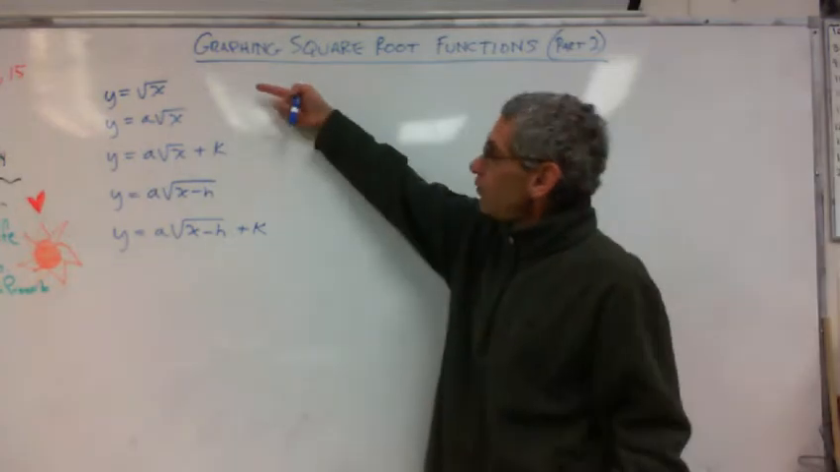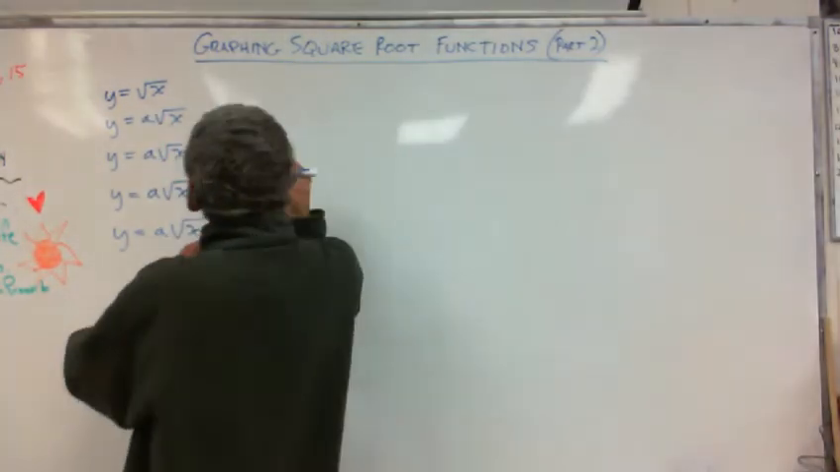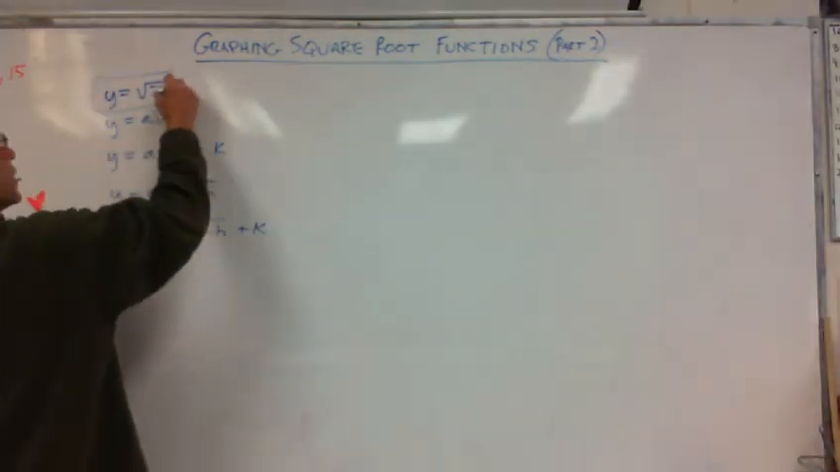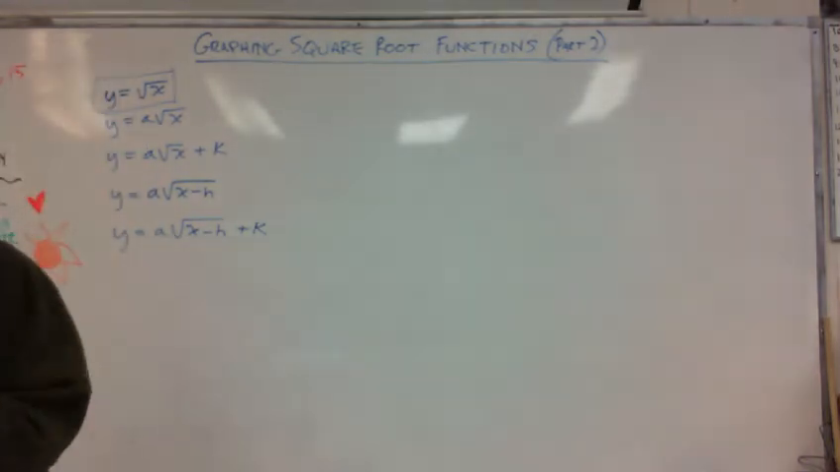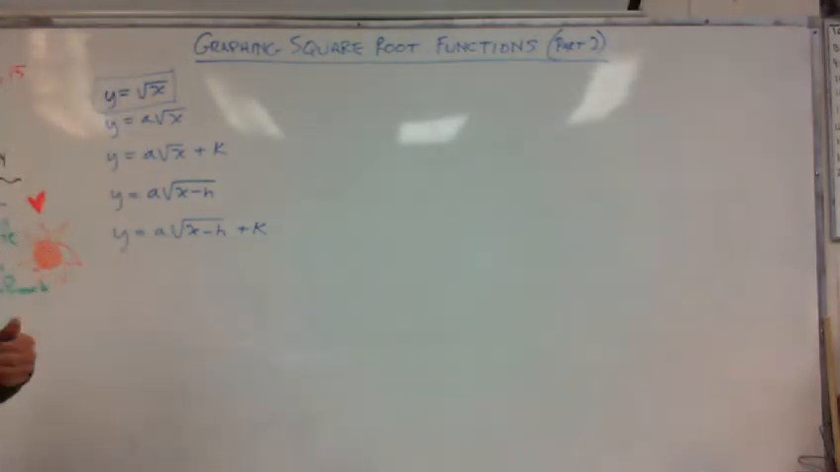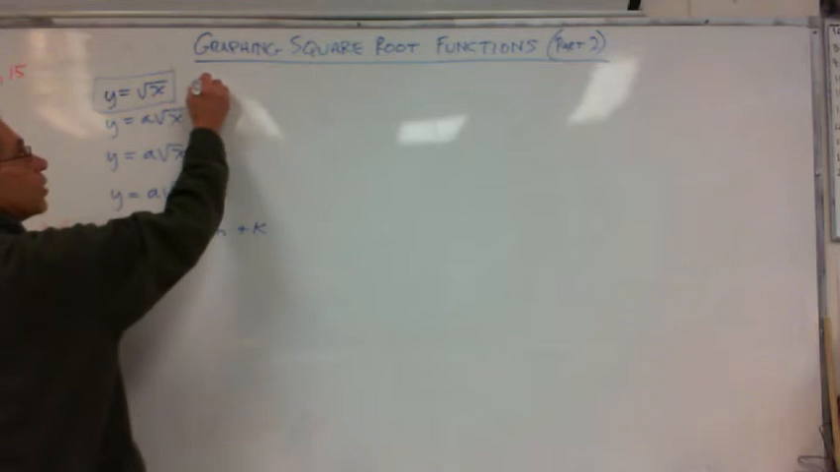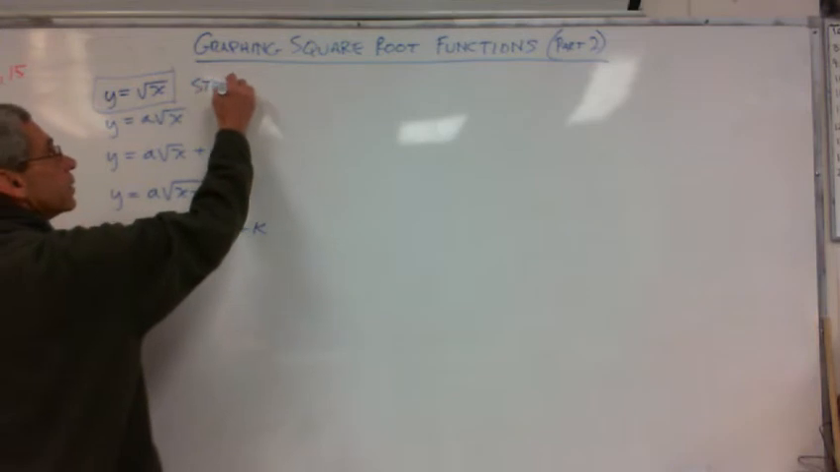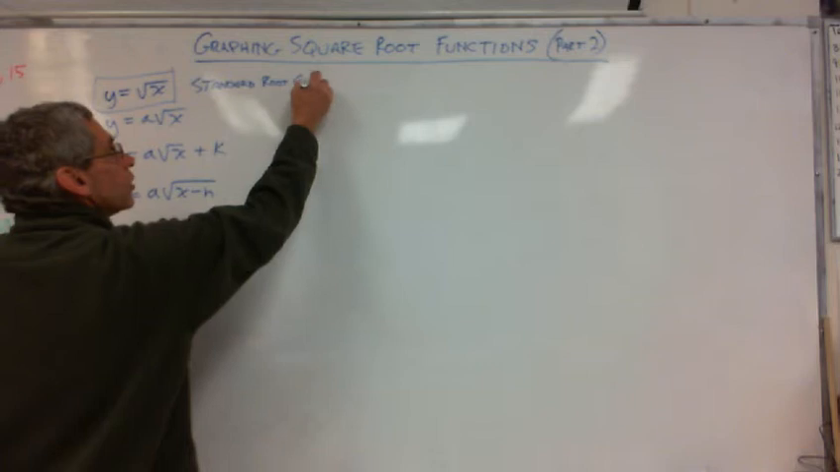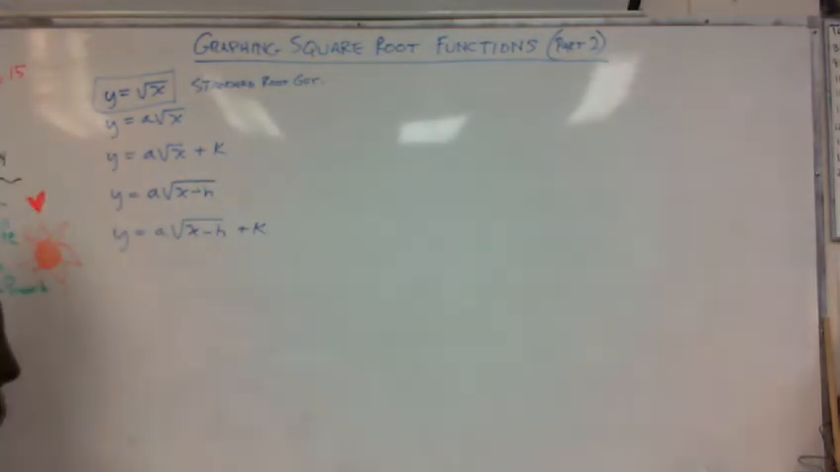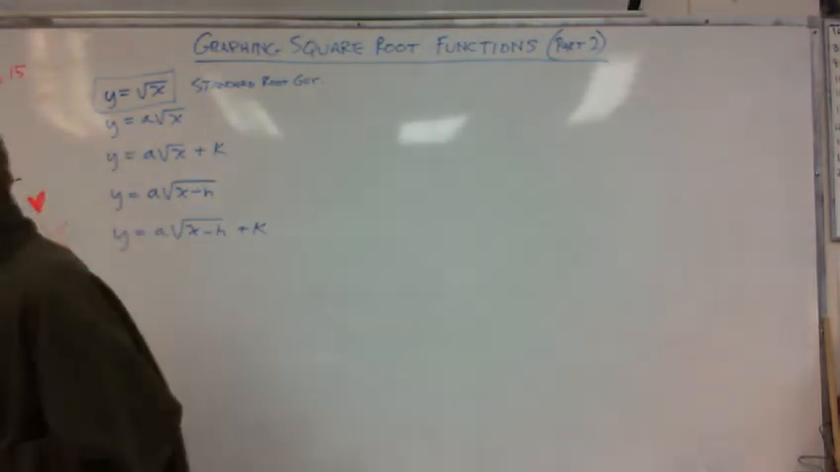So we figured out that y is equal to the square root of x is our parent function, right? That's what they called it in the book. And I'm calling it standard root guy. As long as you remember him, you can graph these no problem.